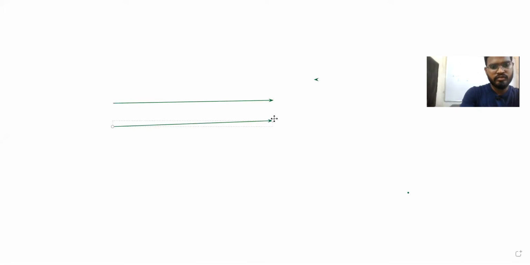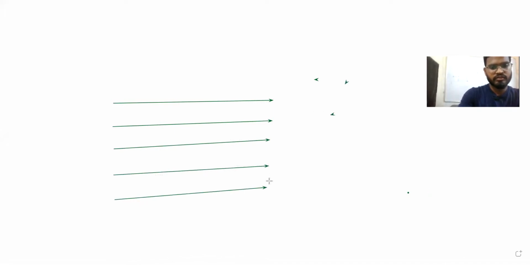So let's see. First, we will draw the diagram properly. Let's take uniform electric field lines. Okay, we know electric field lines originate from positive charge and terminate on what? Negative charge. So we can say this is positive charge, guys. This is negative charge, right? That we know, no need of writing that. So electric field lines are like this.